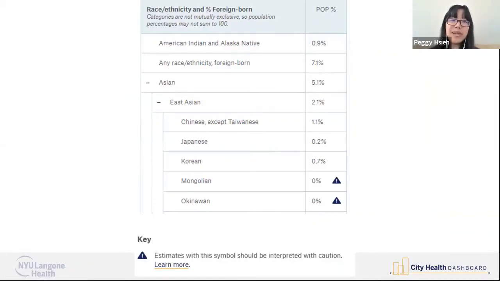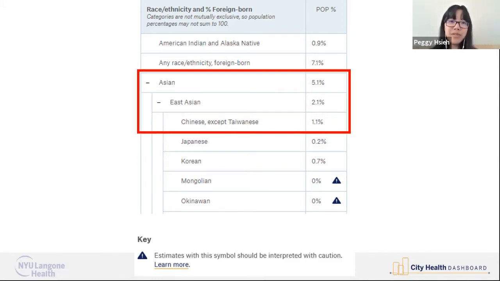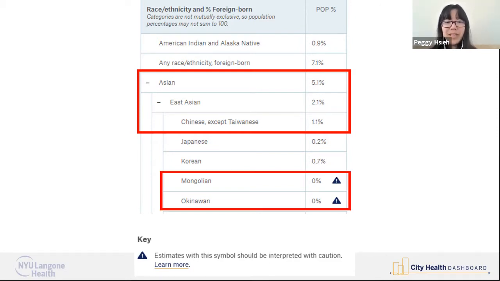And here's an example of what the city level data table looks like. So these tables are expandable if you look at a race ethnicity subgroup or race ethnicity group that has subgroups beneath it. So this example shows if you were looking at the Asian population, you can further expand the table to look at the East Asian population and then to the subgroups within the East Asian group. And you'll notice on the bottom here that some of these percentages have a blue icon next to them, the triangle with the exclamation point.